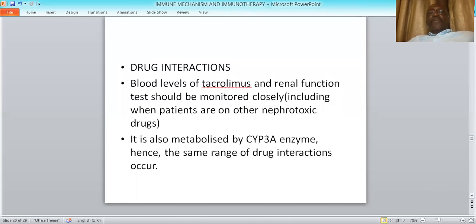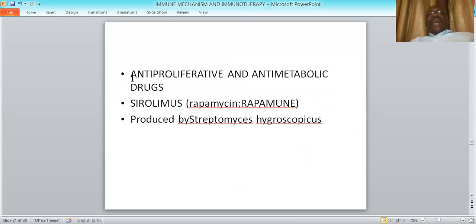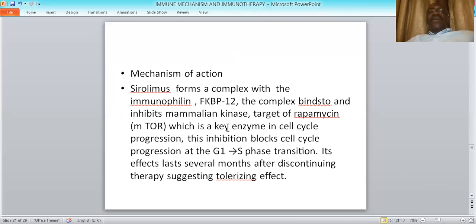Next, we are going to proliferative and anti-metabolic drugs. We look at sirolimus, this drug, which is also produced by Streptomyces. What is the mechanism of action of sirolimus? It forms a complex with the immunophilin FKBP12. FKBP12 is coming up again.